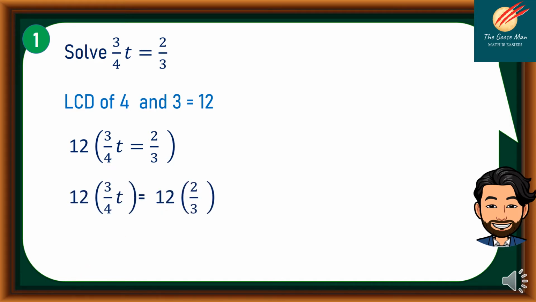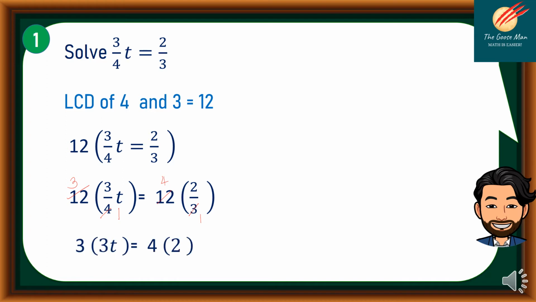So take note that I can factor out 12 and 4. So the greatest common factor that can divide 12 and 4 is 4. So 12 divided by 4 is equal to 3. And 4 divided by 4 is equal to 1. Next, 12 and 3 is divisible by 3. So 12 divided by 3 is equal to 4. Then 3 divided by 3 is equal to 1.